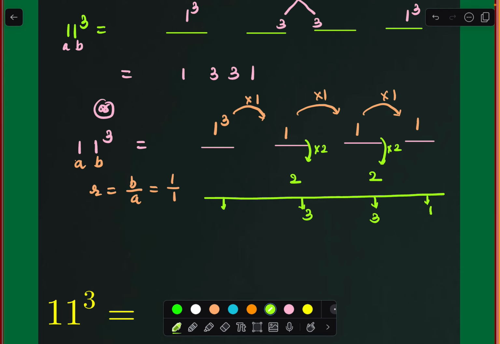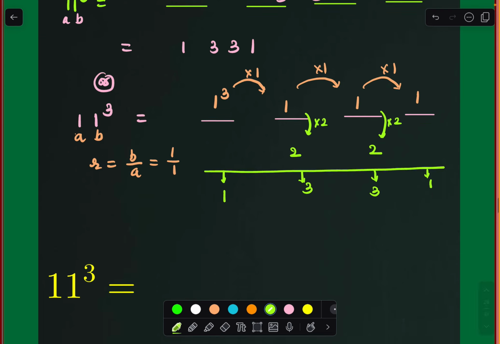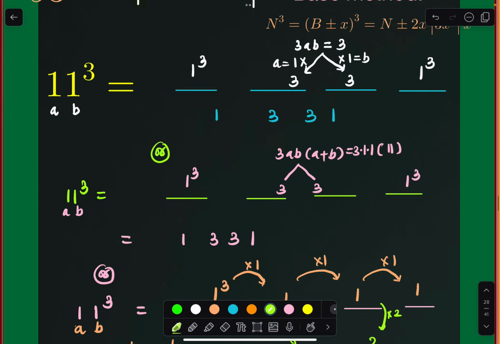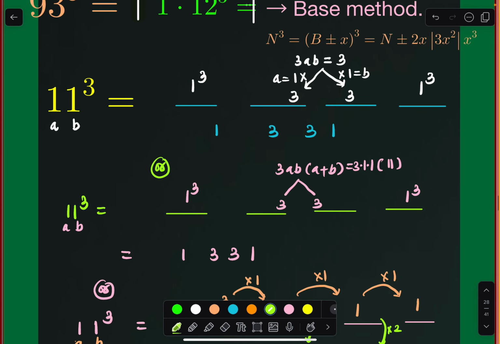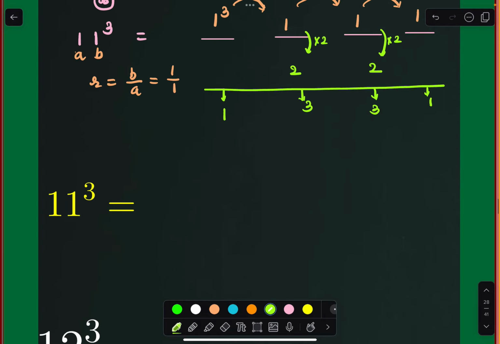So here 1 cube equals how much more? 1 only. I'm getting the same thing, 1331, right? All the same formula, it's a representation only I'm changing, right? It is one method. Now see, with the help of one more example, I'll show the same thing.